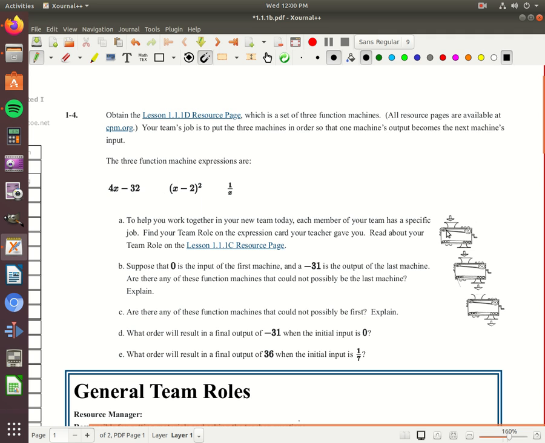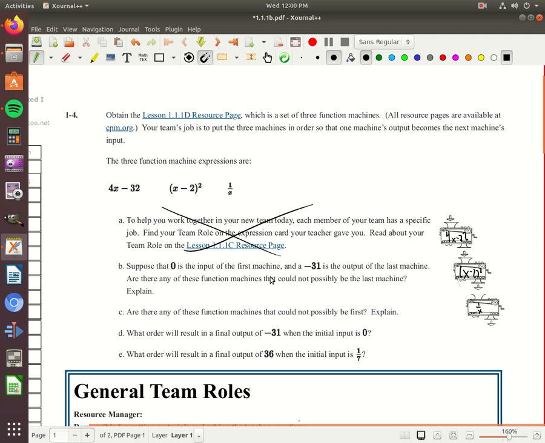It just has the equations sort of written in, like 4x minus 32 here, and x minus 2 squared, and 1 over x. And we can arrange those in any order we want. So it says to help you work together, we're going to do the team roles. I'm not really going to worry about the team roles, but it says suppose that 0 is input in the first machine and negative 31 is the output of the last machine.